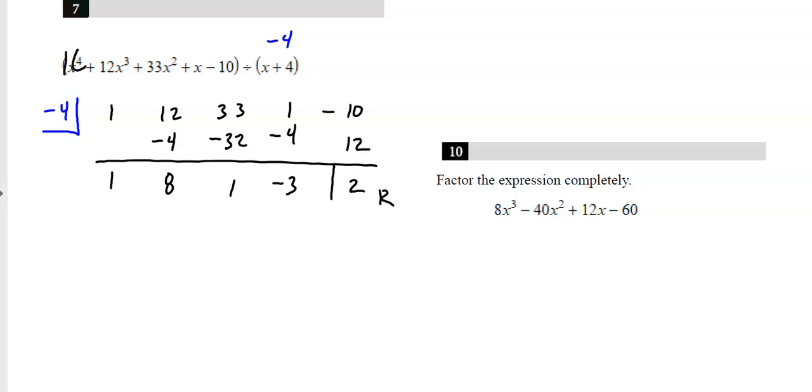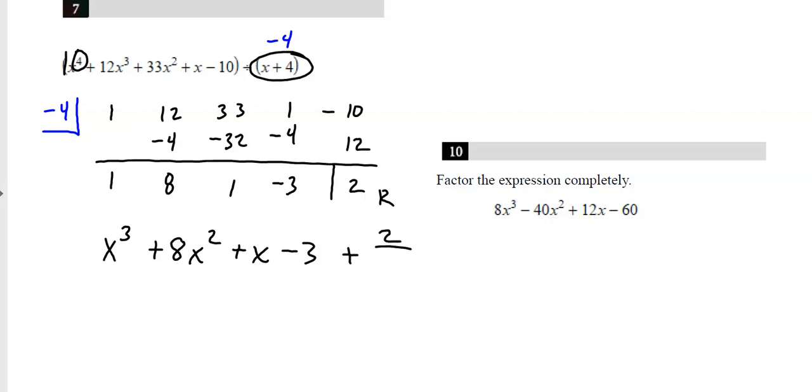Since we started with x to the 4th, my answer is going to be 1 less than that. So it's going to start with x to the 3rd, 8x squared, 1x, minus 3. And then since my remainder is positive, I'm going to go plus 2 over x plus 4.